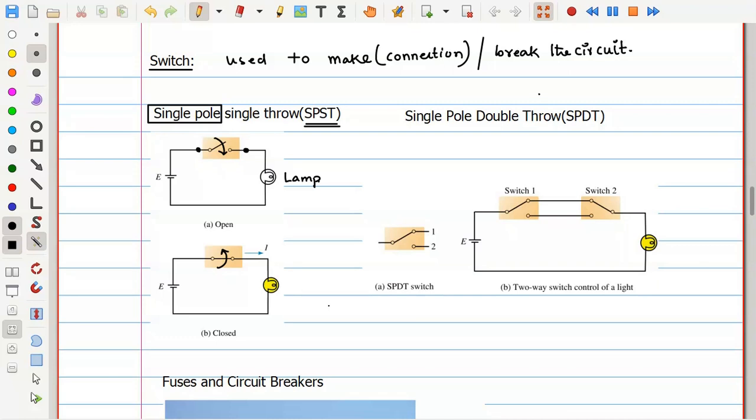Mind, it connects only one line. That is what this line is, or you can call it by the same terminology, pole. So this is one pole to the other pole, which makes the connection.